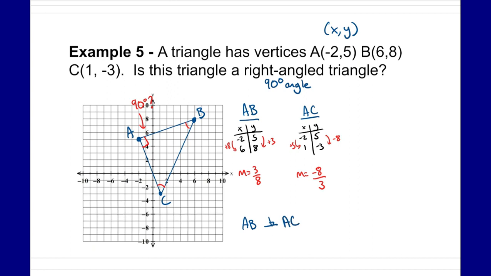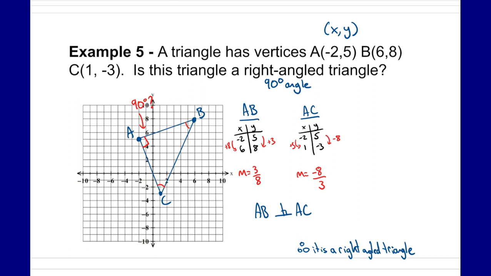So therefore, it is a right-angled triangle, because we've determined the slope for these two lines, and we found that they are perpendicular to each other. We found that AB is perpendicular to AC.